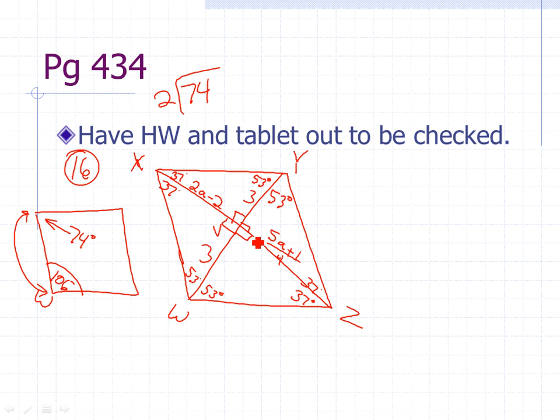What's the last thing that we could find? Well, actually, there's more things we could find, but what's the last thing that's sort of easy? What do you know about these two segments? They have to be equal to each other, so 2a minus 2 has to equal (5a plus 1) divided by 4.